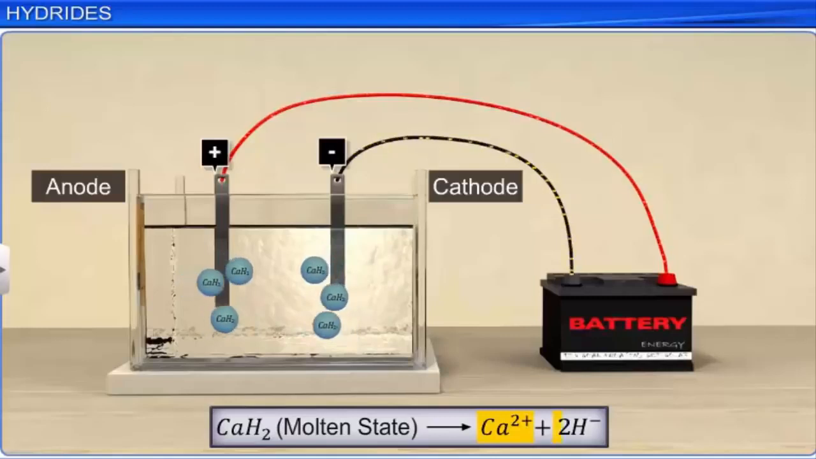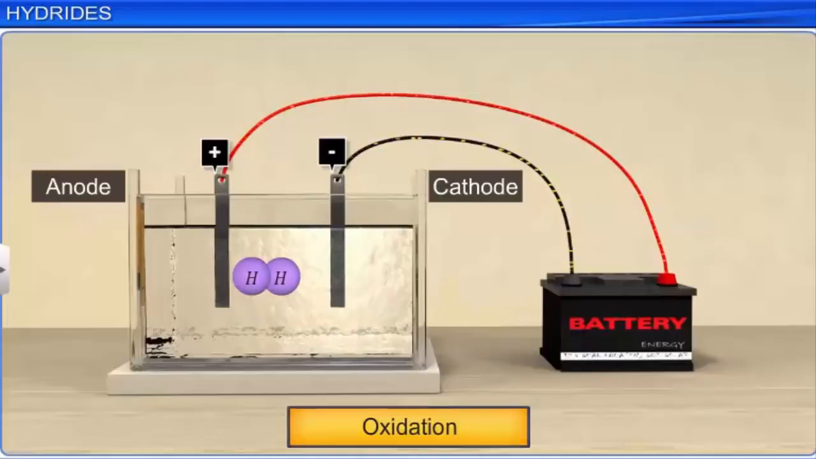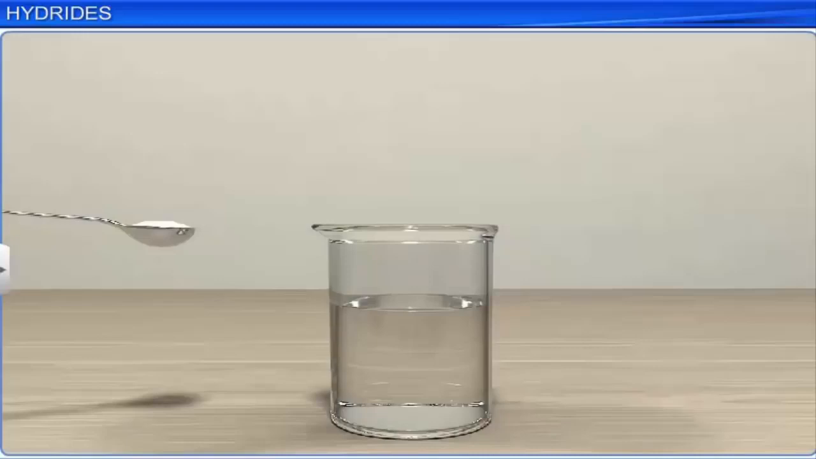At the anode, two hydride ions combine to liberate dihydrogen gas and 2 electrons. This is an oxidation reaction. At the cathode, each calcium 2+ ion accepts 2 electrons to give calcium. This is a reduction reaction. Ionic hydrides react vigorously with water to liberate dihydrogen gas. For example, sodium hydride reacts with water to give sodium hydroxide and hydrogen gas.